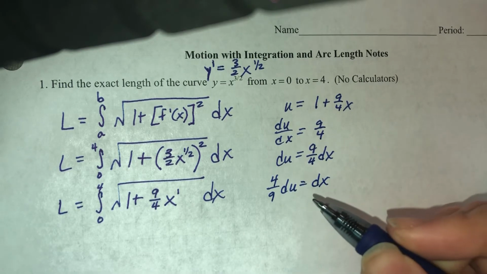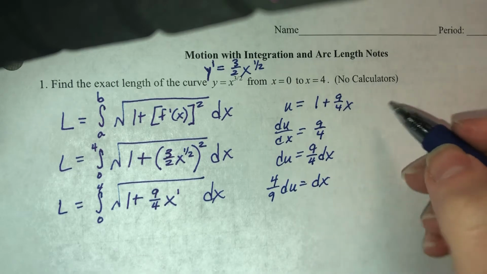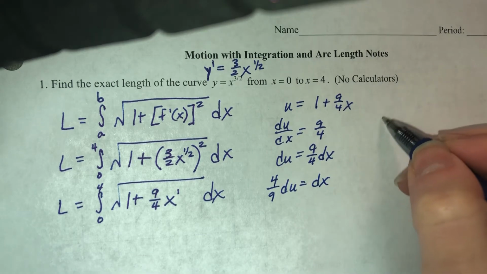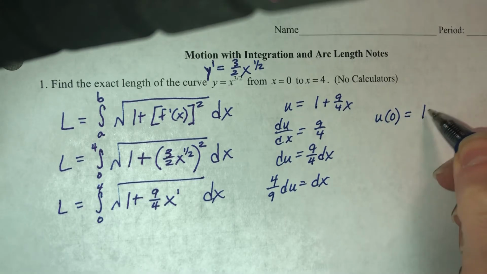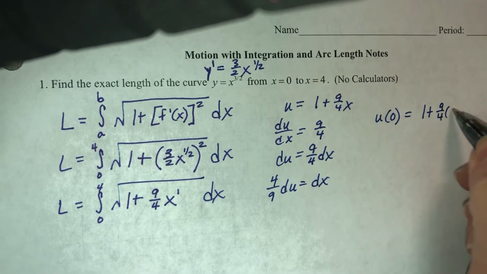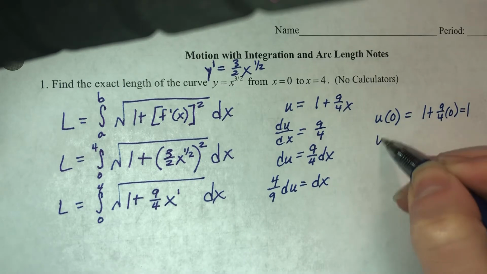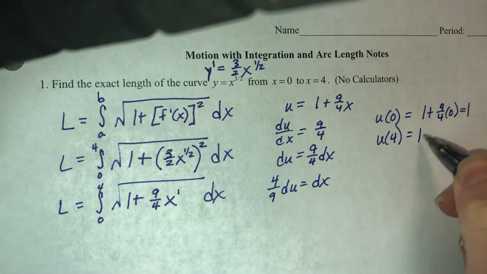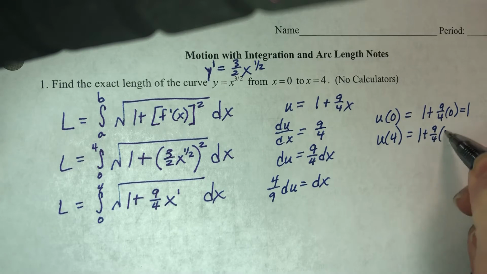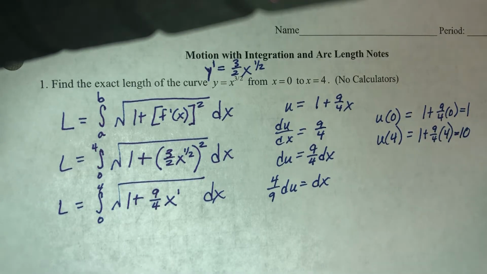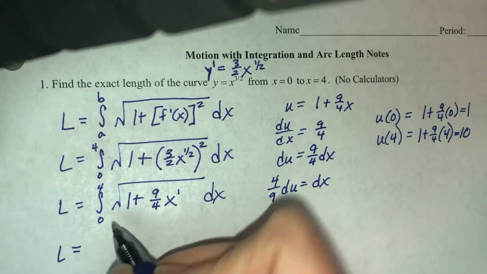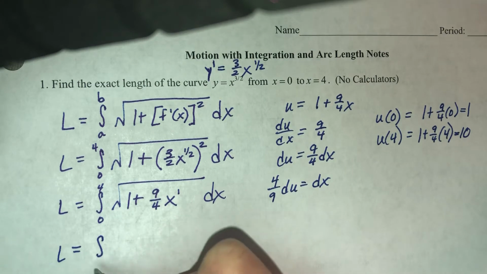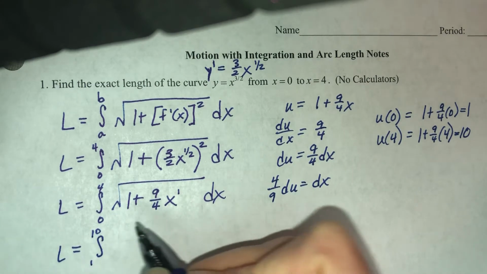And remember, when we do a definite integral with a u substitution, we also have to change the limits of integration. So u of 0 is going to be 1 plus 9 fourths times 0, which is 1. And u of 4 is going to be 1 plus 9 fourths times 4, which is 10. So we're going to come over here and say the length is equal to, we've changed our limits. It's now going to be from 1 to 10 instead of 0 to 4.